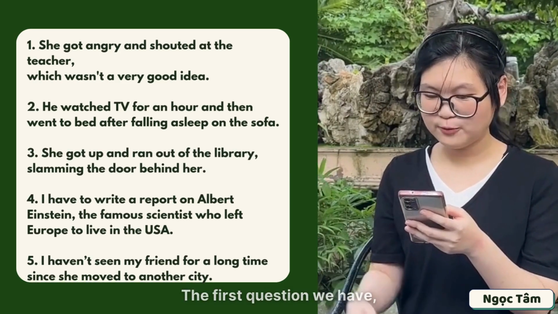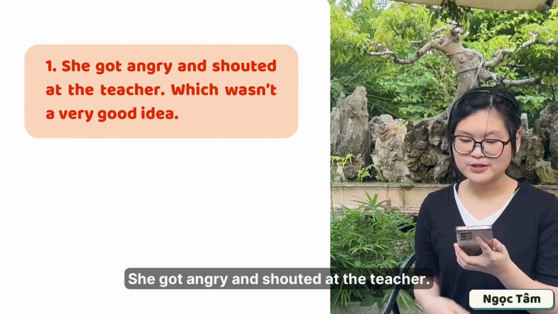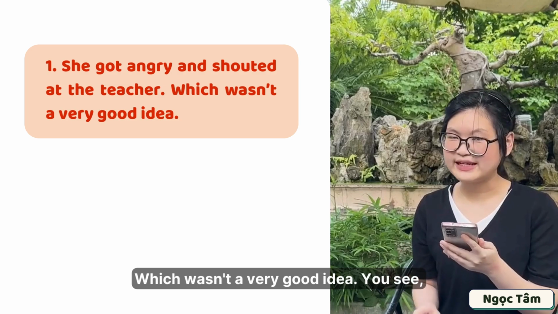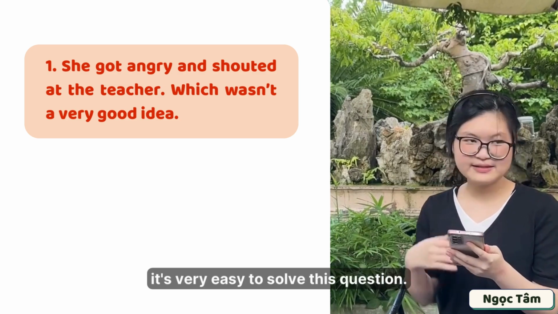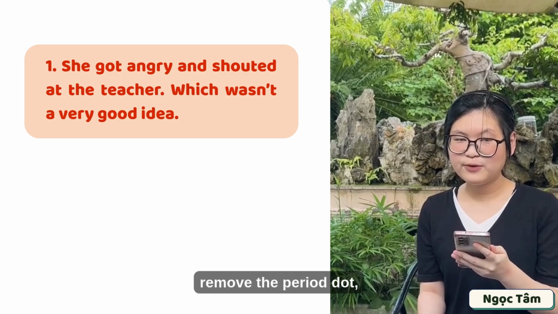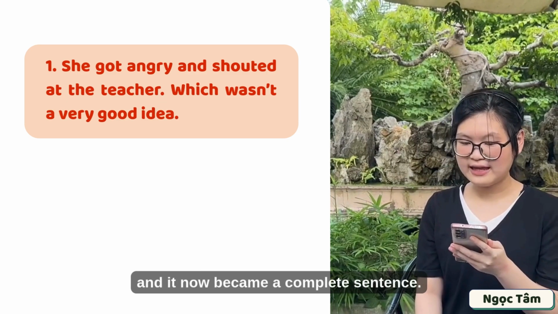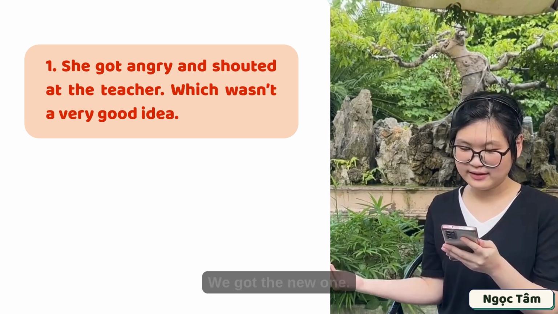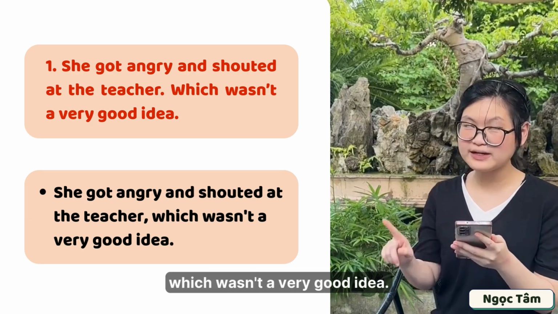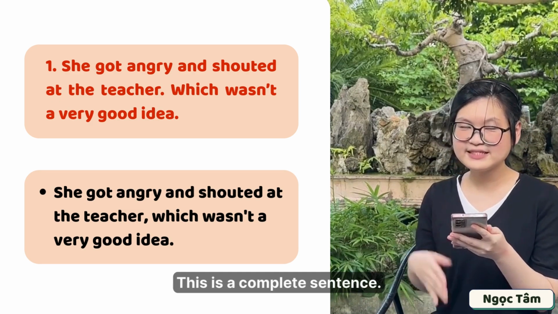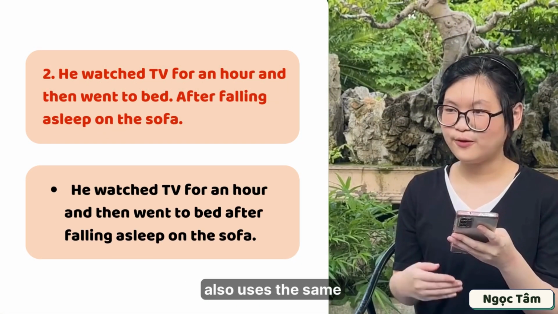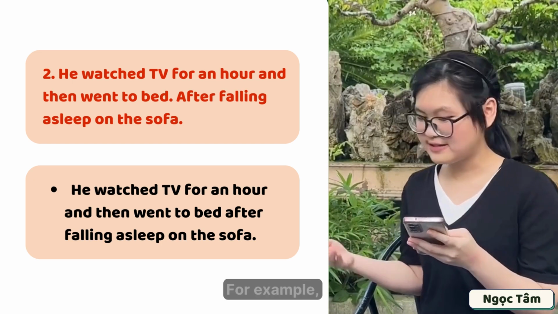The first question we have: she got angry and shouted at the teacher. Which wasn't a very good idea. You see, it's very easy to solve this question. All you need to do is to remove the period, and it now becomes a complete sentence. We got the new one: she got angry and shouted at the teacher, which wasn't a very good idea. This is a complete sentence.